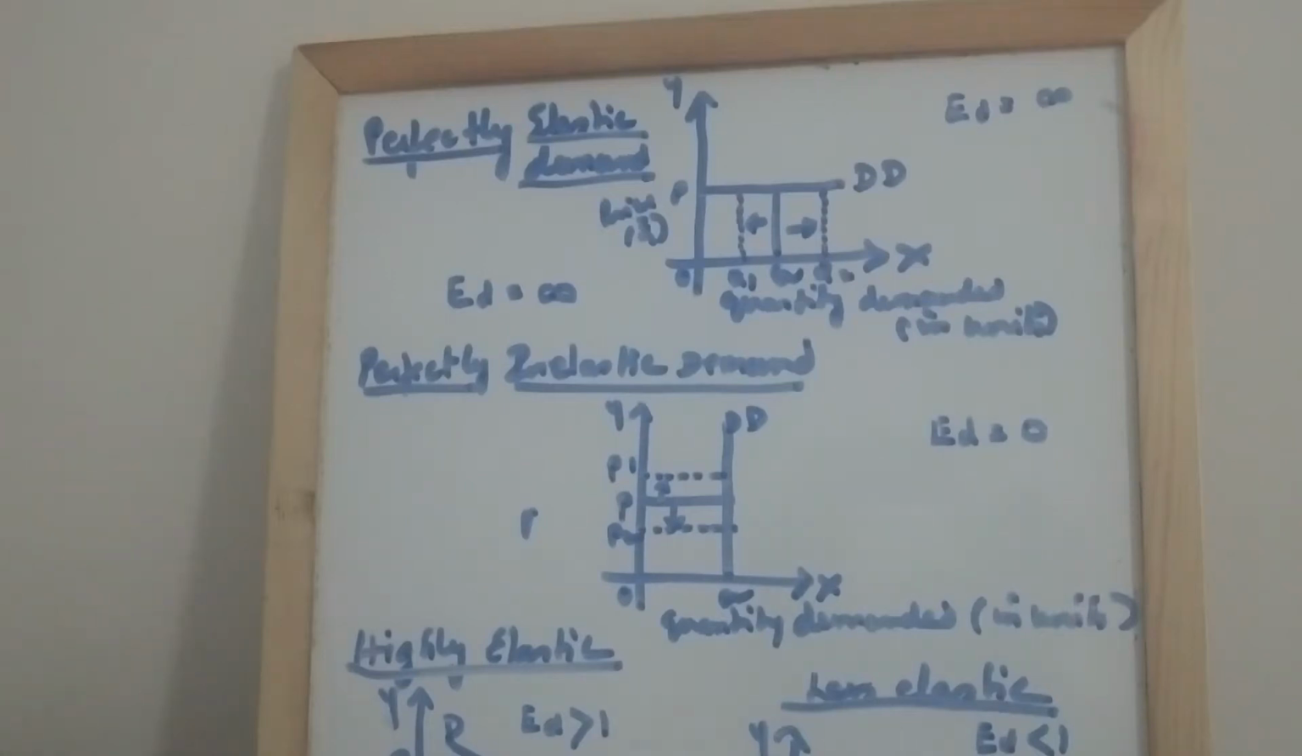In this video, we see degrees of elasticities of demand. When prices of different commodities change, the quantity demanded of each commodity reacts in a different manner.